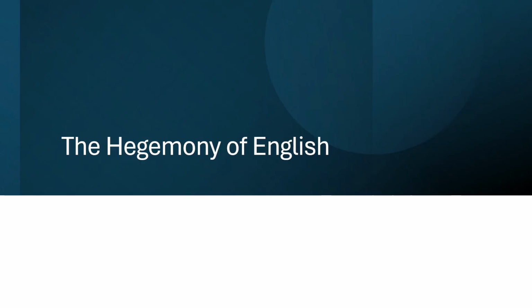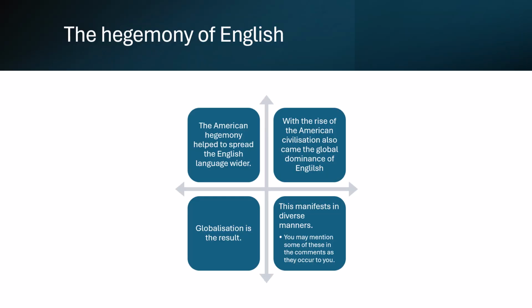So let's talk about the hegemony of English. What are we really talking about when we talk about the hegemony of English? The American hegemony helped to spread the English language wider. With the rise of American civilization also came the global dominance of English. And what did it result in? Globalization. This manifests in different ways, and of course we try to discuss that and talk about the way they manifest.